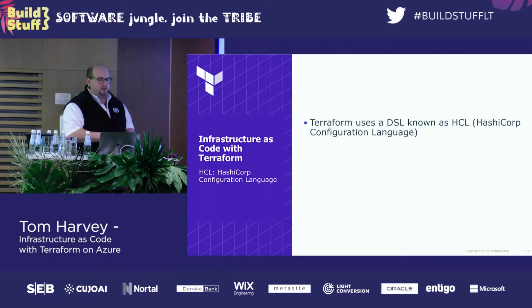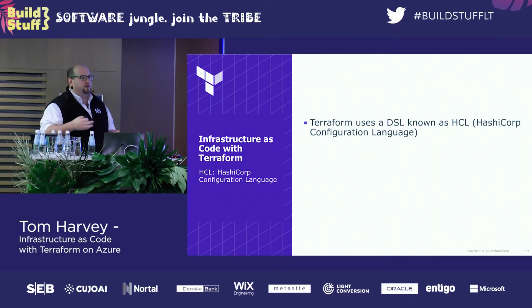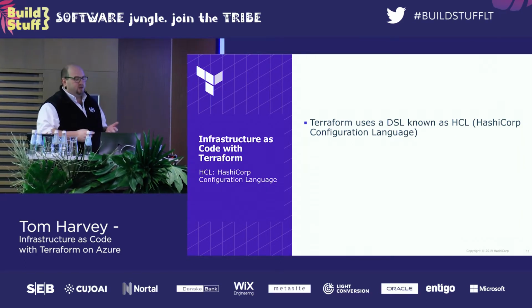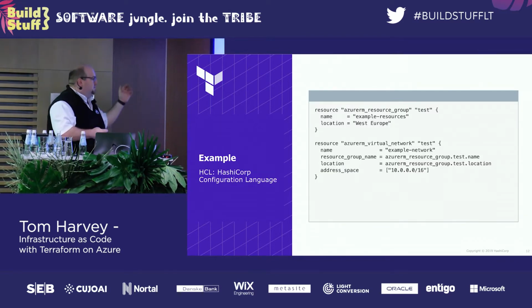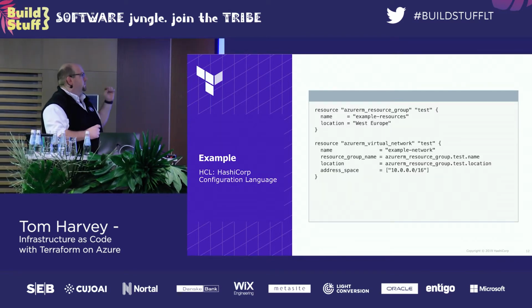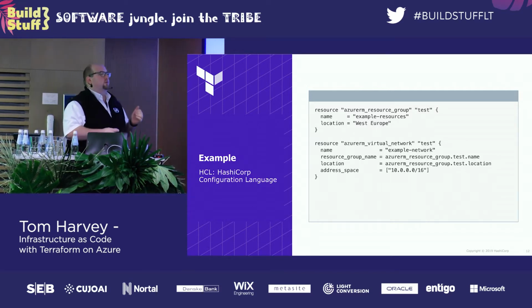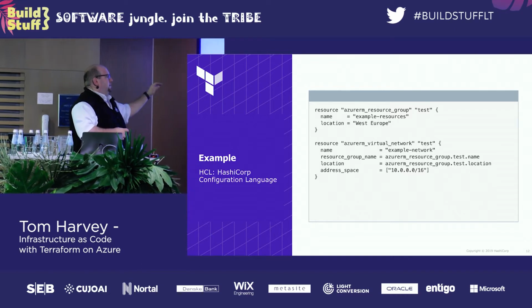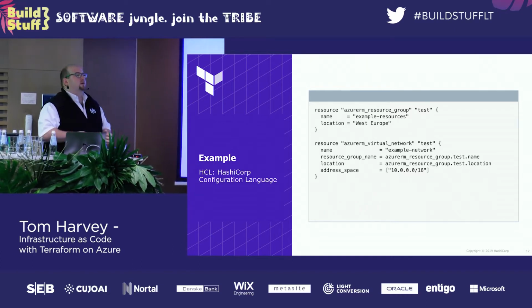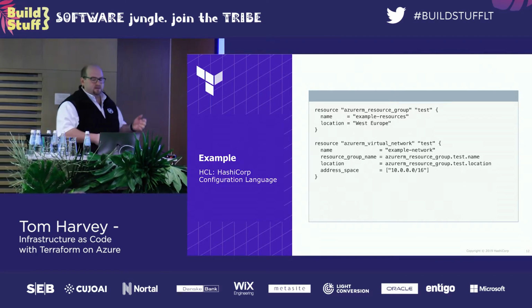Terraform itself has a DSL that's known as HCL, the HashiCorp Configuration Language. It's kind of JSON-like. If we take a quick look, this is some HCL. In this example, we provision a resource group and a virtual network, and we thread some information through. We say create the resource group, then pass the name of that through to the virtual network, so that we create the network inside that resource group. We'll come back to this in a moment.